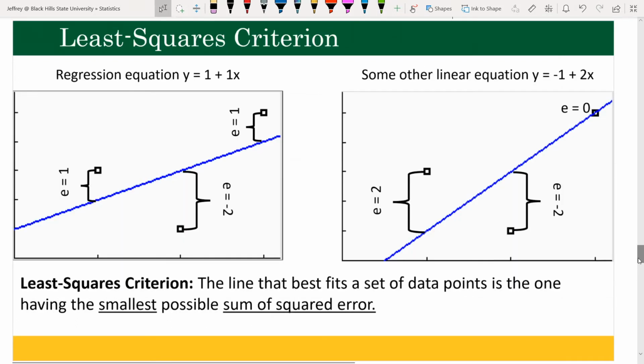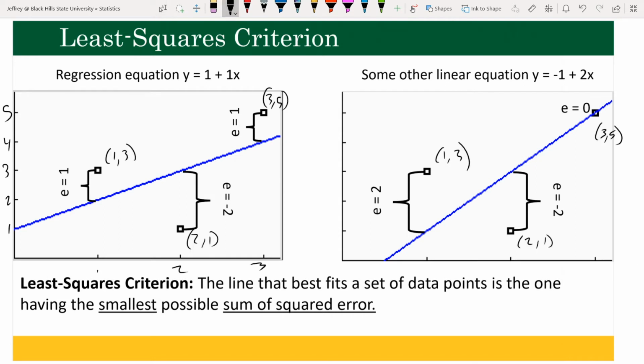So what is the least squares criterion? This is the criterion that's going to help us determine what the best line of fit is with our data set. So we have these 3 points, and I'm going to go ahead and just label the 3 points here. Now I'm using E here to represent the amount of error. So what we have is two different regression equations. We have y equals 1 plus 1x, and then we have some other linear equation, y equals -1 plus 2x.